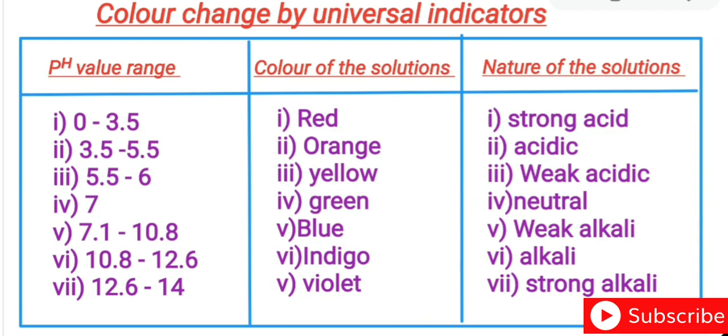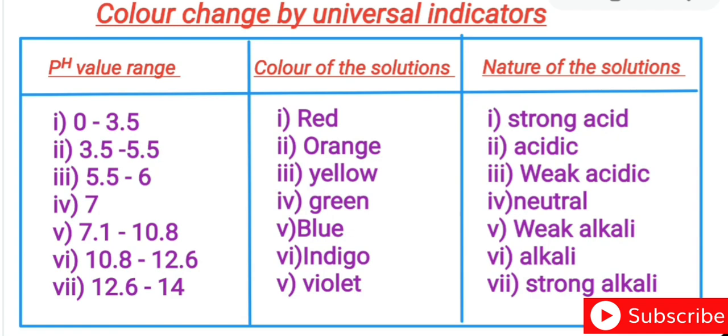It is a color change by universal indicator. pH always has a range. You will not get the numbers continuously on the pH scale. You cannot get 0, then 1, then 2, then 3. After 1, you may get the number 3, because pH always shows you a range of values. In that range a particular color comes, and from that color you can say what the nature of the solution is.